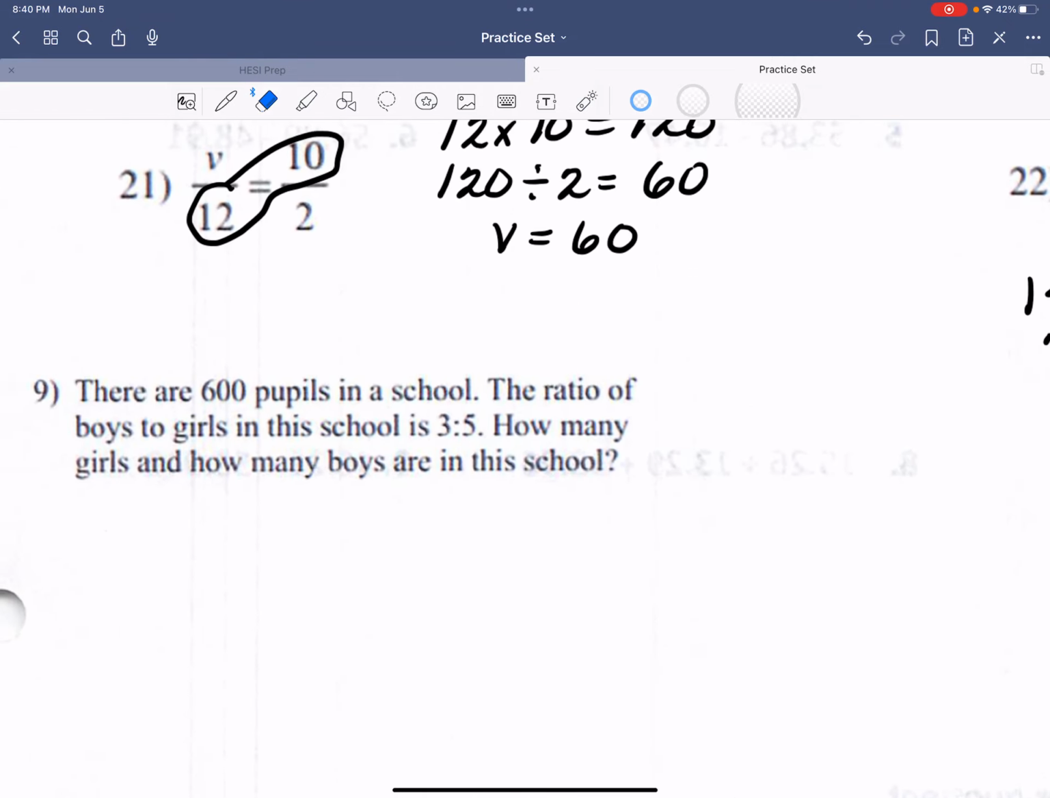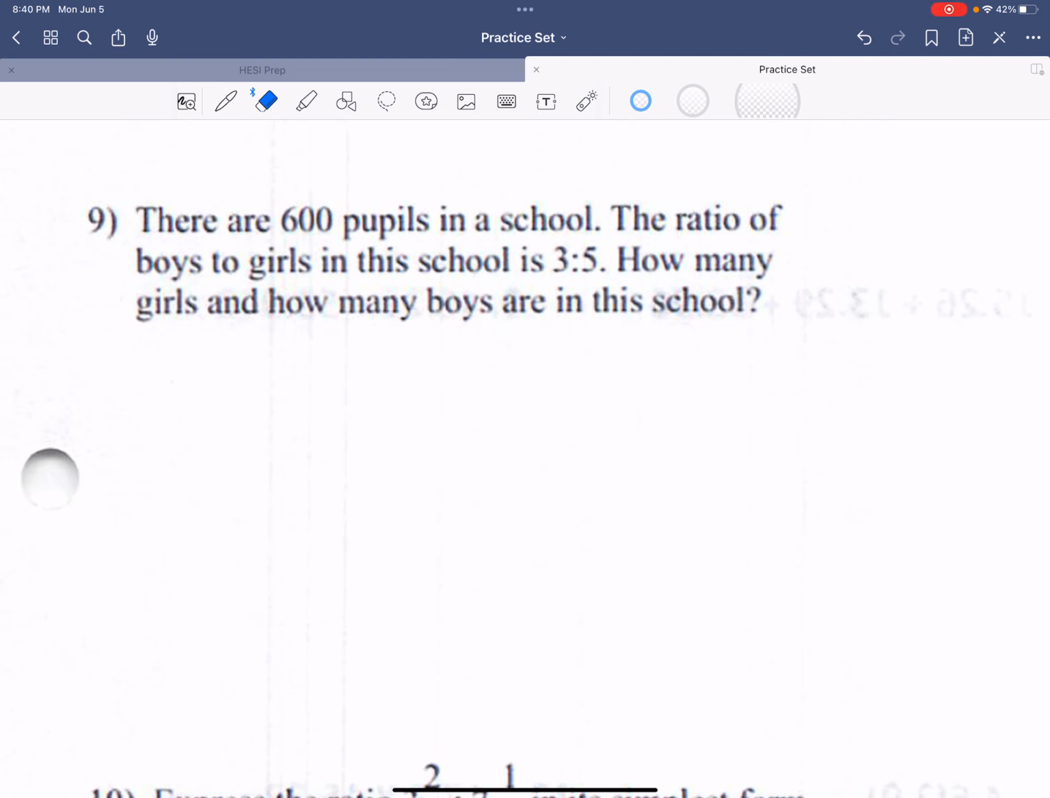Number 9. There are 600 pupils in a school. The ratio of boys to girls in this school is 3 to 5. How many girls and how many boys are in this school?